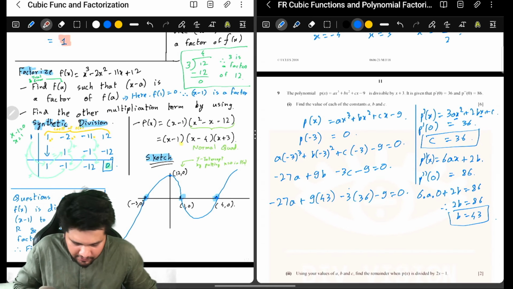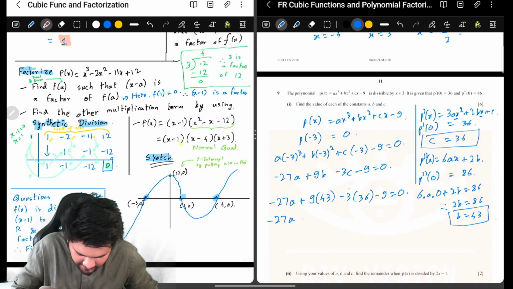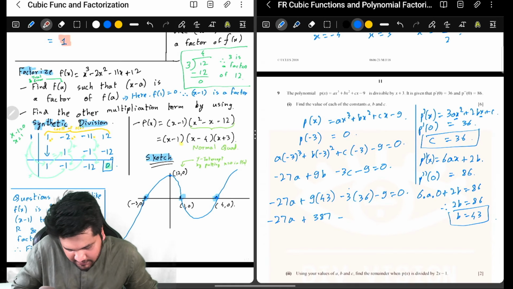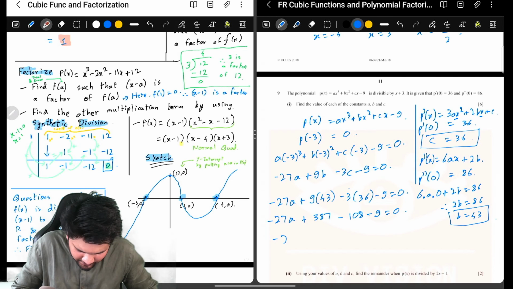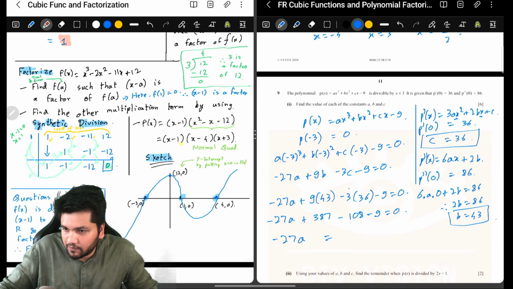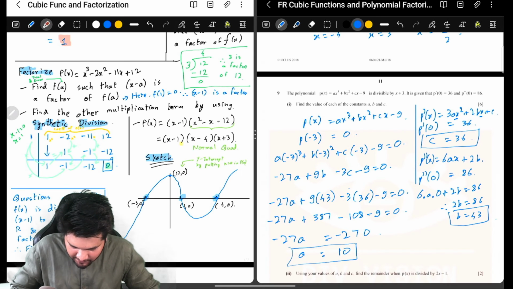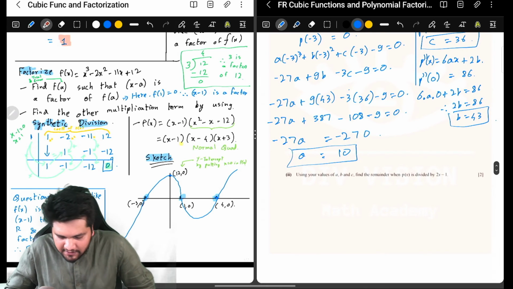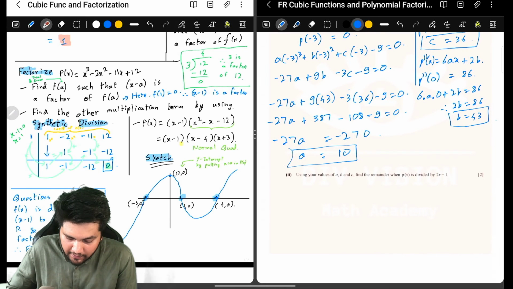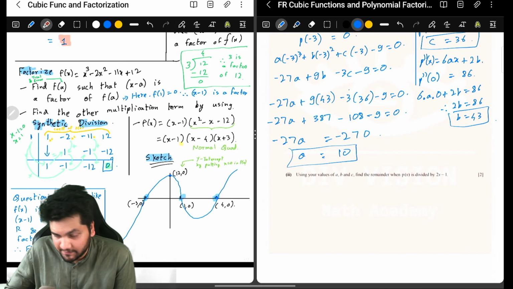You can use your calculator or you can just solve it normally. So it's going to be minus 27a plus 9 times 43, which is 387, minus 108 minus 9 is equal to 0. Just solve it. We'll get minus 27a is equal to, if I shift everything to the right hand side, minus 270, sorry. So you'll get a is equal to 10. So these are the values of a, b and c. Using your values of a, b and c, find the remainder of p of x when p of x is divided by 2x minus 1.